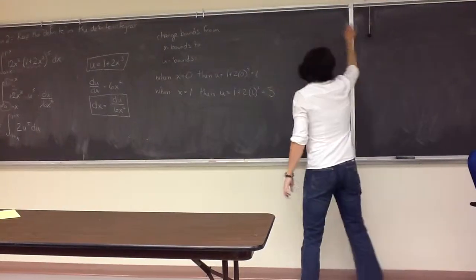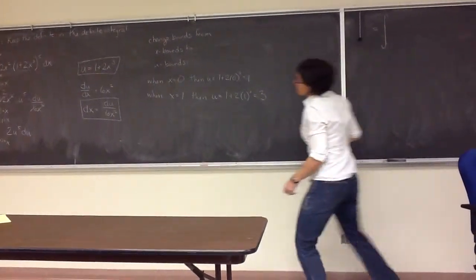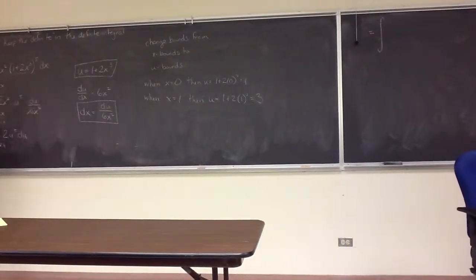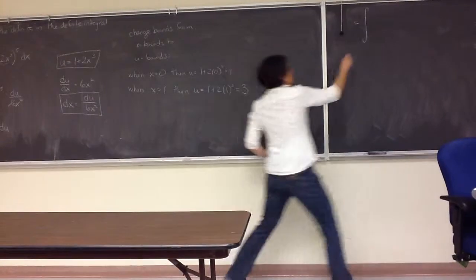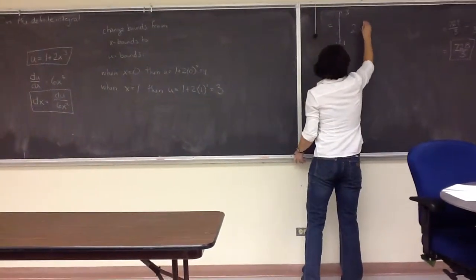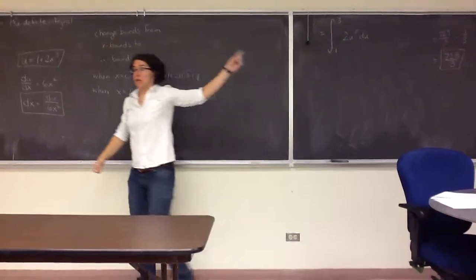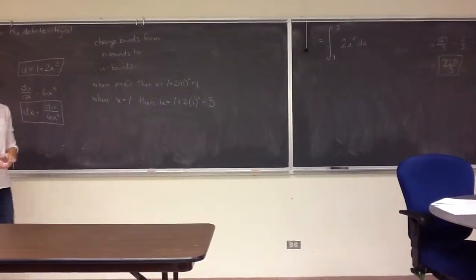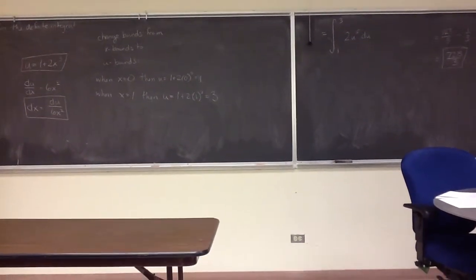So now we can rewrite our integral as the integral from, instead of having x boundaries, we're going to have u boundaries of 1 and 3. Integral from 1 to 3 of 2u to the 5th du. And now our boundaries are also u boundaries. So everything is in terms of u now. Are there any questions about that?